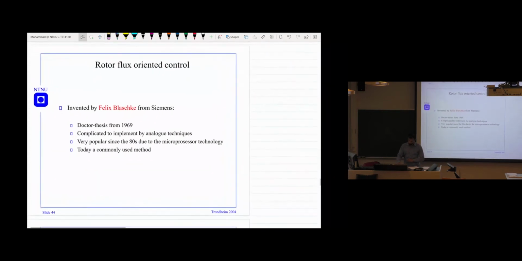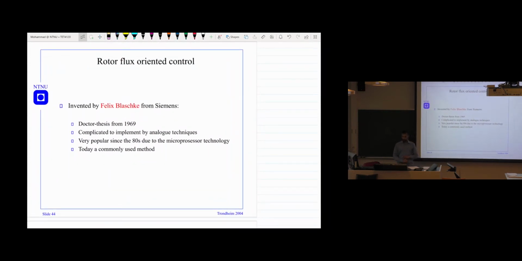In this course, we are talking a lot about rotor flux oriented control, and how it came about. It was invented by Felix Blaschke a long time ago, in 1969. But at that time we didn't have microprocessors, all these things. So it was not that straightforward to implement this in a machine drive, because at that time we only had the operational amplifier, and we needed to do all the mathematical calculations just using operational amplifiers.